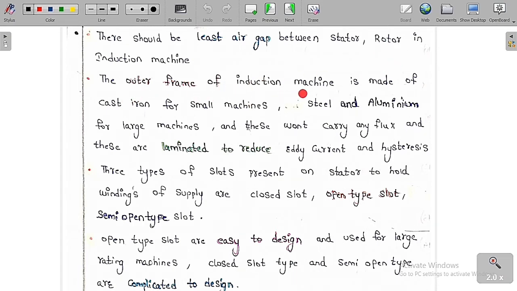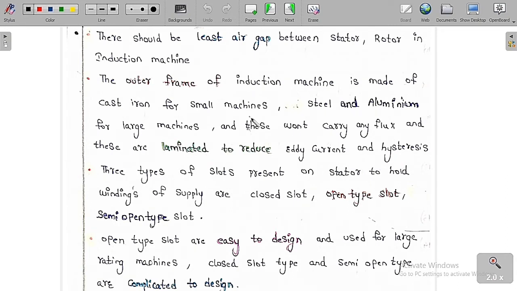The outer frame of an induction machine is made of cast iron for small machines, steel and aluminium for large machines, and this won't carry any flux, and these are laminated to reduce the eddy currents and hysteresis losses.